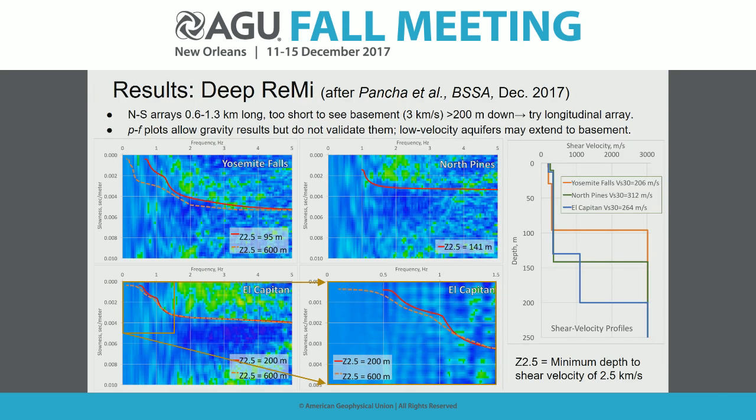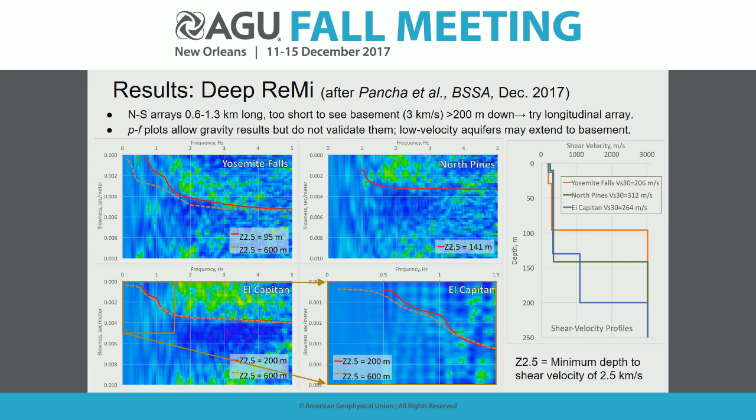We then did some deep REMI analysis as well. All those arrays were relatively short, and they were too short to see what the predicted complete depth near El Capitan would be. We only really analyzed the 3 transects, Yosemite Falls, North Pines, and El Capitan, because our Housekeeping array did not come through very clear, so we would have to redo it again.